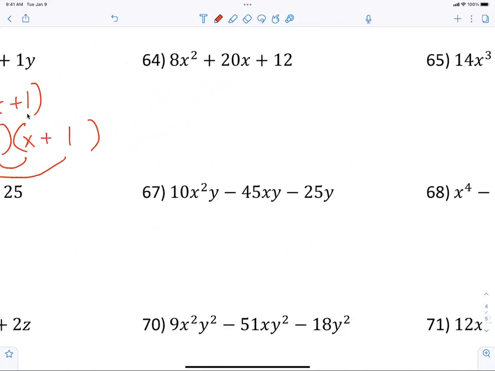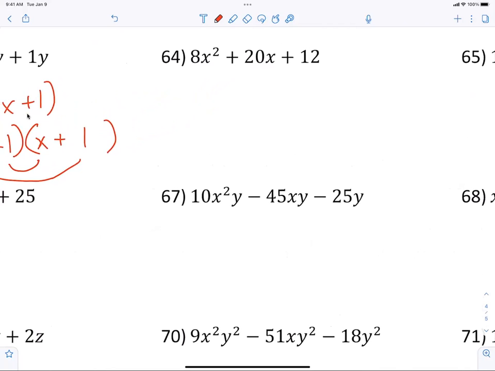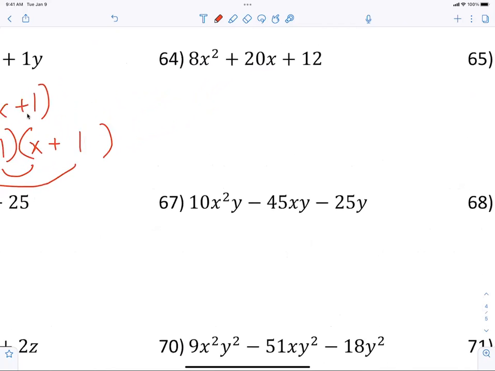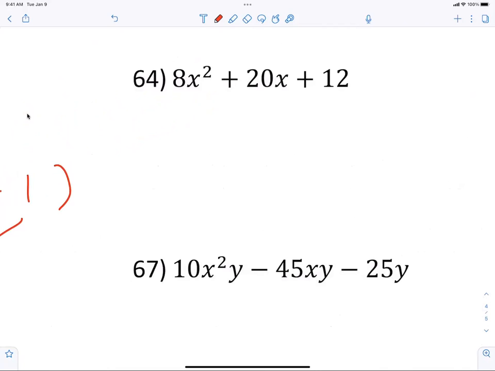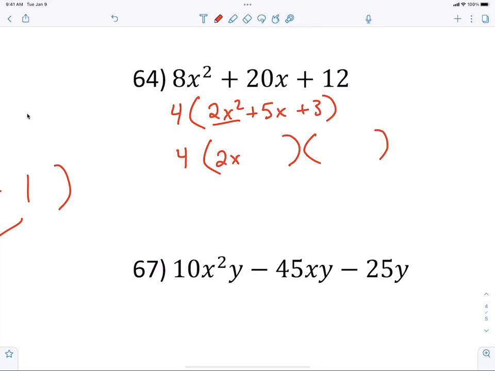All right, so GCF. I need to figure out the GCF for 64. What is that? 4. Thank you. So automatically throw out a 4. Then remember, you're dividing the numbers, which leaves me with 2x squared plus 5x plus 3. All right, this one should be kind of easy. How do I make 2x squared? 2x and x. Where do I put the 3?